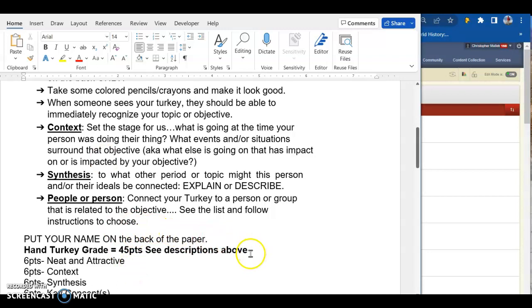Synthesis. Now this is where you're going to make some connections. Connect these people. We've learned about, officially, 1200 to 1750, 550 years worth of history, but we learned some history before that. We certainly know some history of things that are going on now. So make some connections with your turkey. Synthesize, in other words, some connections between your turkey, the group it represents, or the persons that it represents, and something in the future.